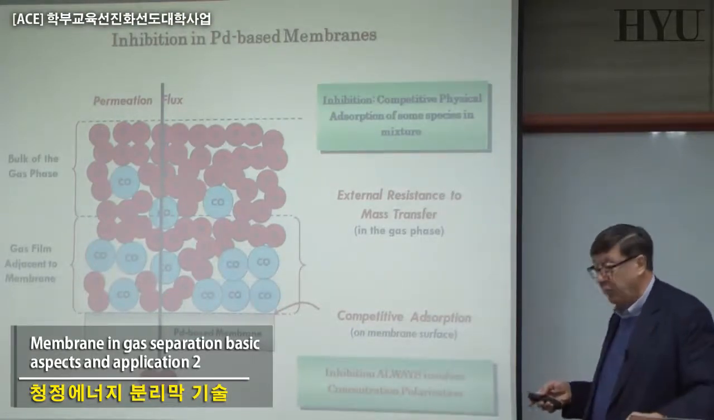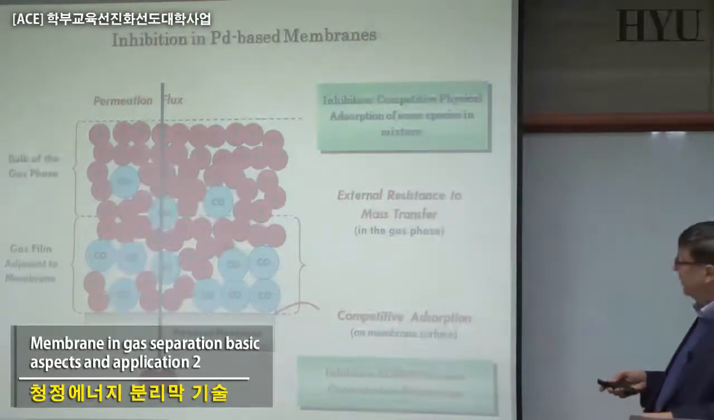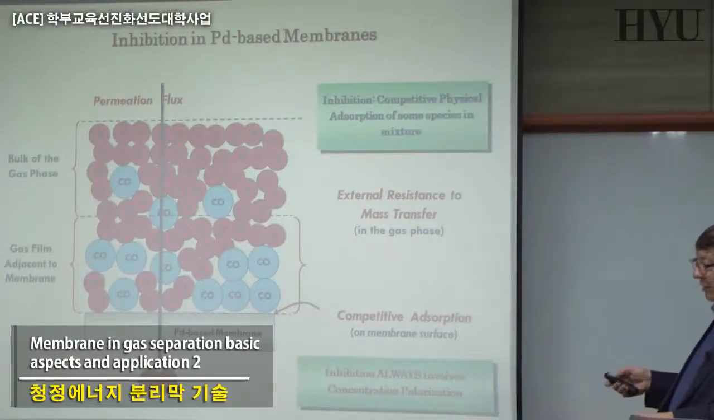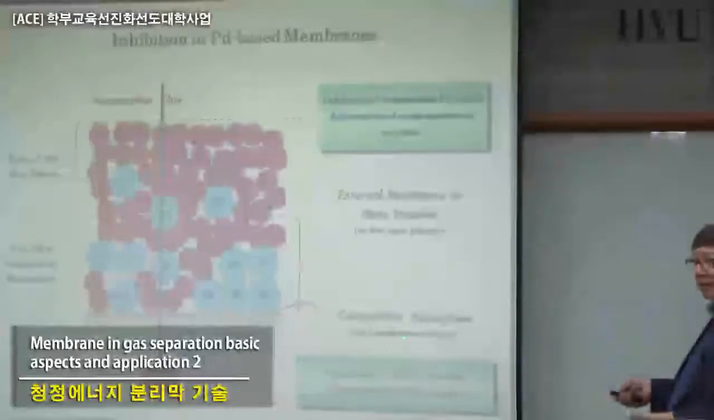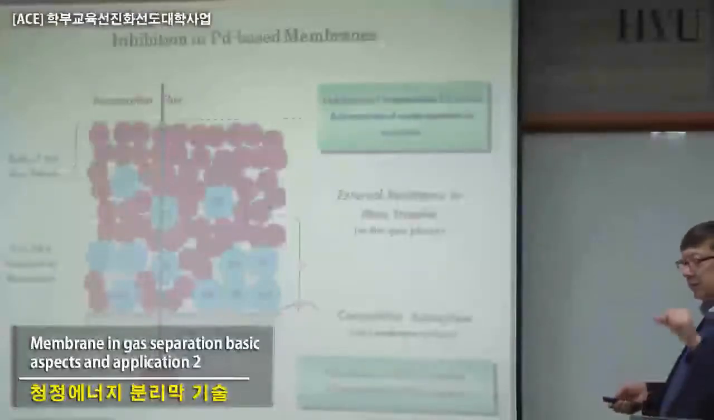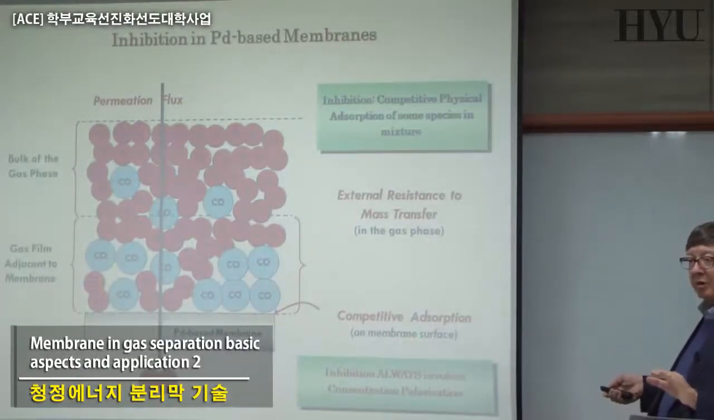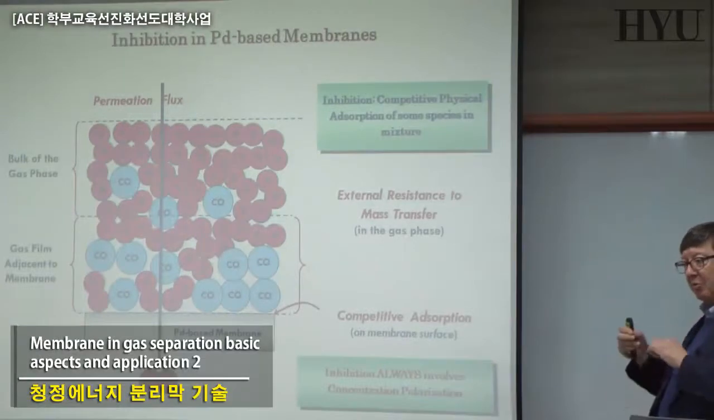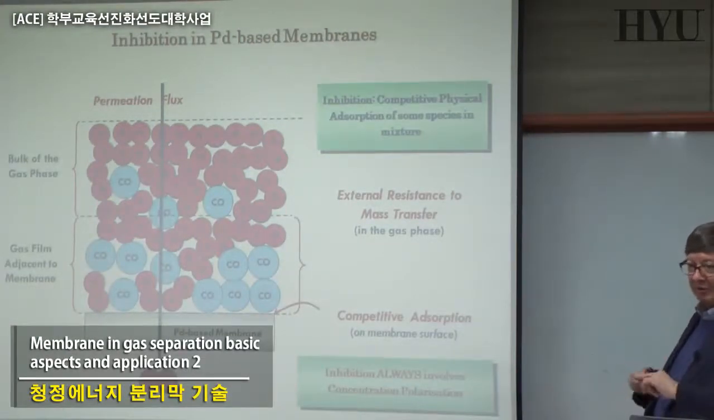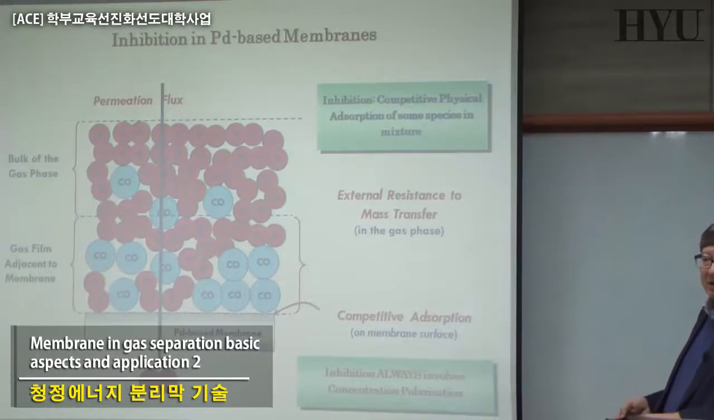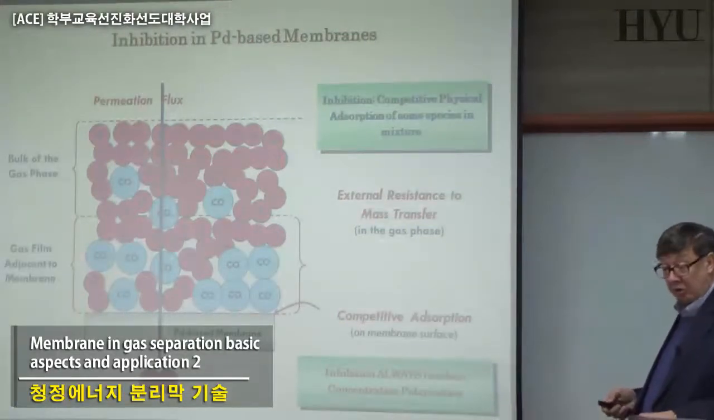So concentration, polarization, and fouling in the meantime. The system is still more competitive. You have a competitive absorption on the membrane surface, and this absorption is decreasing the efficiency of the membranes, because where CO is absorbed, no hydrogen can be absorbed. And so the decomposition of the hydrogen molecule into single atoms is inhibited, and that is an effect on the overall transfer across.